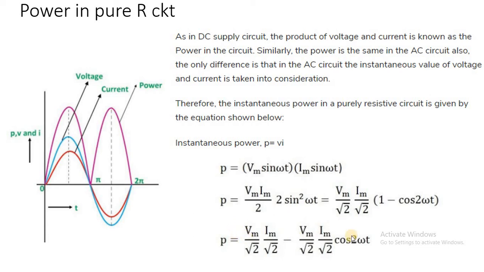Now tell me, to find out the average value of the power, I will take the integration of the full equation. Integration of the first term also and integration of the second term also. The first term is the constant value, so its integration will be t. But here the second term is the time variable term, that is cos 2 omega t. So we are going to integrate this term from 0 to pi.